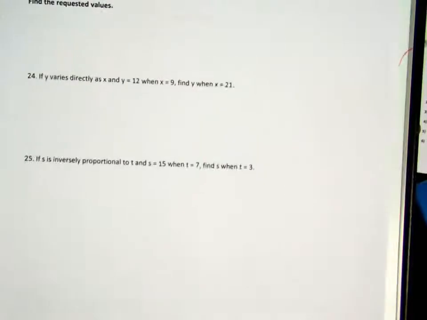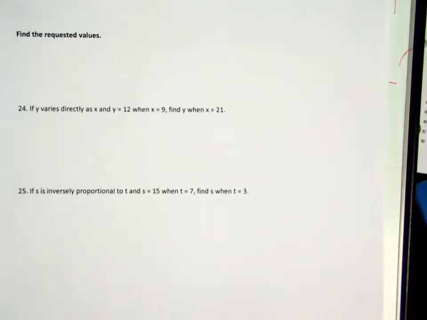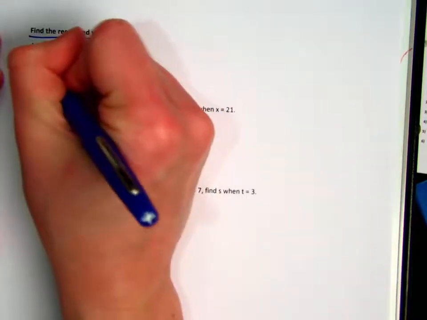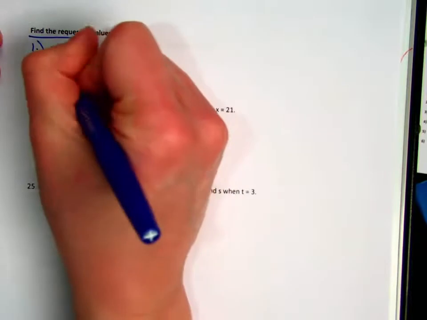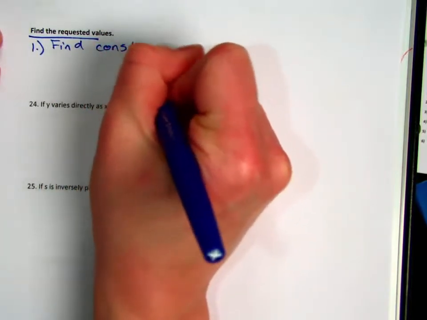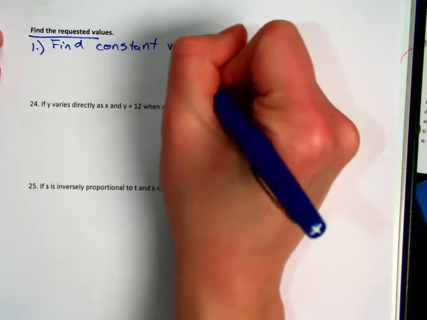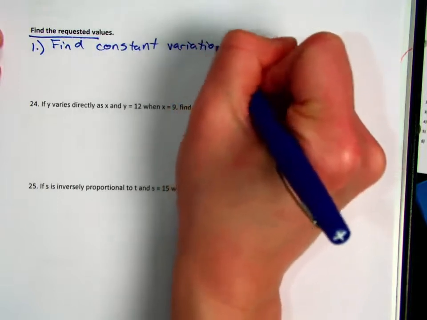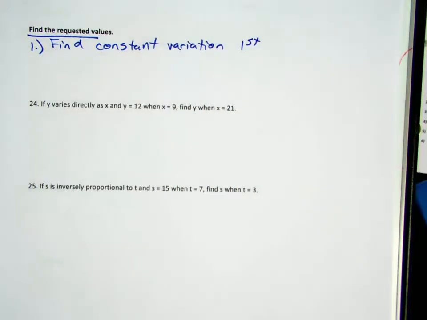All right, now we have the last piece here, which is to find the requested values. A lot of this is the same as what we were doing before. So when I go to make my steps for this, step 1, when they're requesting that you find a value, is what we just did. You need to find the constant of variation first. You still need to find that constant of variation as your first step. So all those steps that we just took are going to be the first steps that we take to find a requested value.